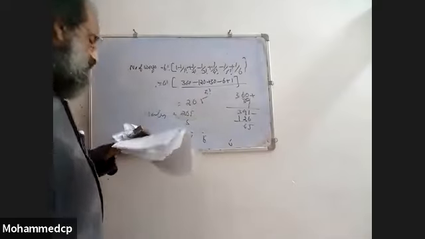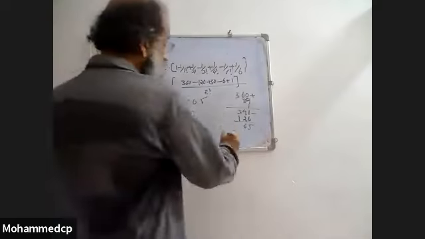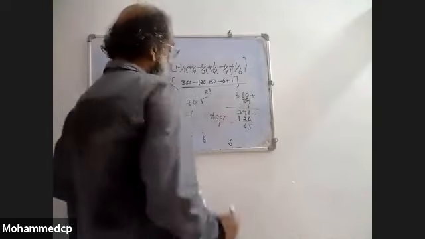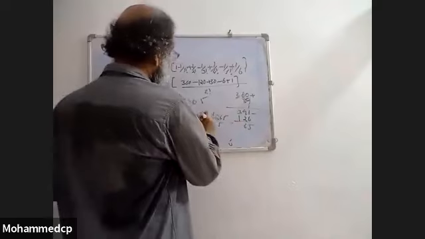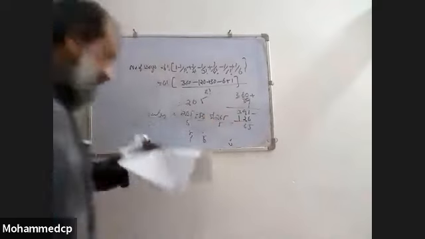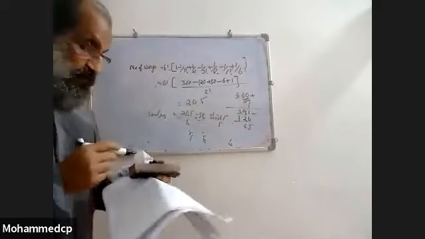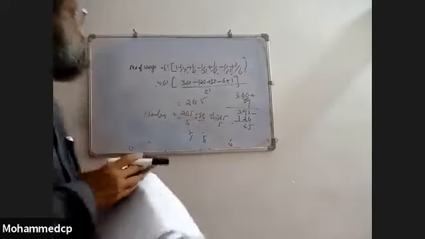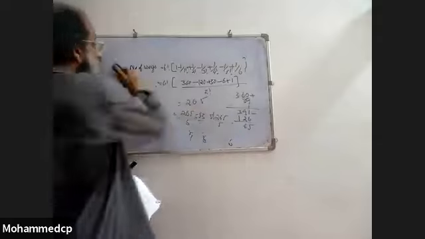265 by 5, which is equal to 53. 265 by 5 equal to 53 is the correct option. Okay, that is the answer to that question.